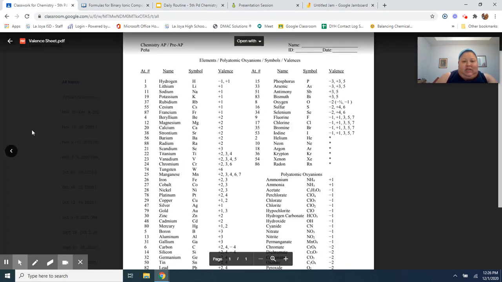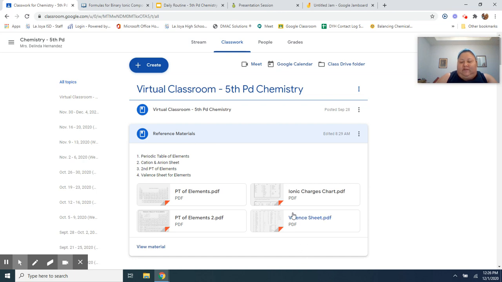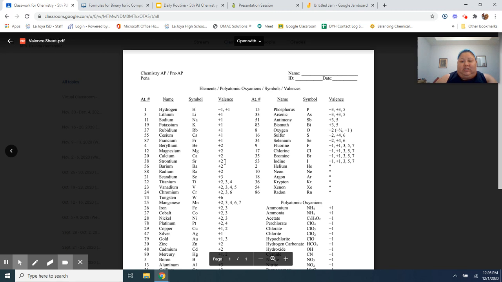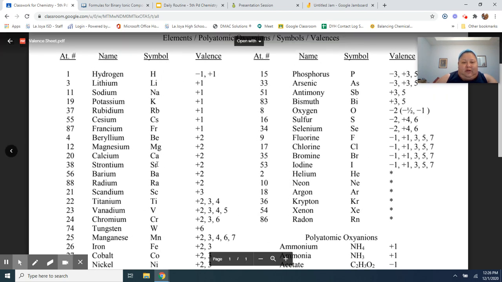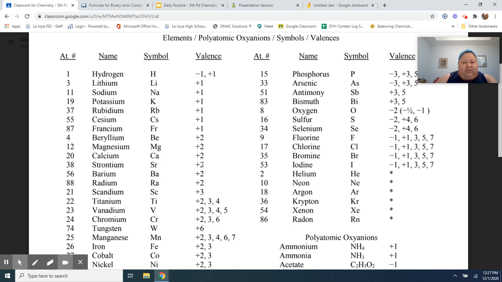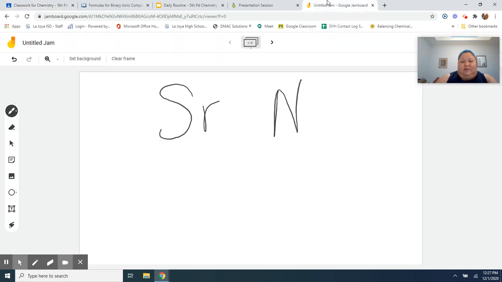All right, so here under reference materials, you have this valence sheet that has the list of the charges for each element that we're going to be using. If you look up strontium Sr right here, the charge for that element is a positive 2. So that's what I'm going to write in Jamboard, except I'm going to write the 2, then the charge. It's the same thing. In chemistry, they just flip it.